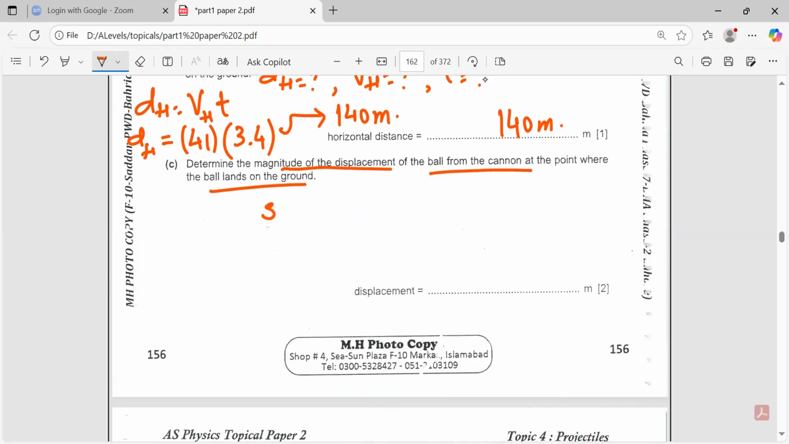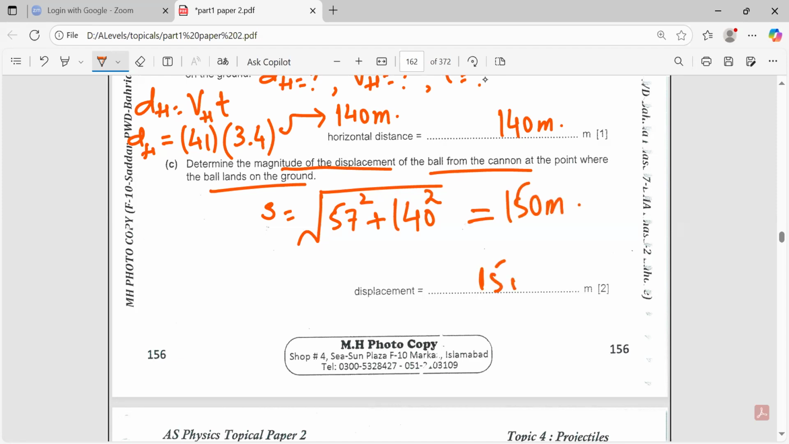So displacement S is equal to under root perpendicular square plus base square. So this will be 57 square plus 140 square. So we are going to take the under root, and taking the under root reveals the value of 150 meters. So displacement will be equal to 150 meters.